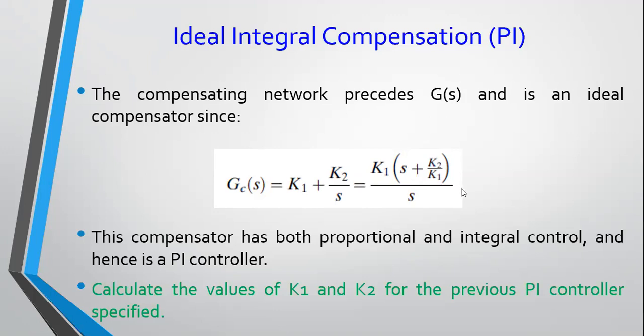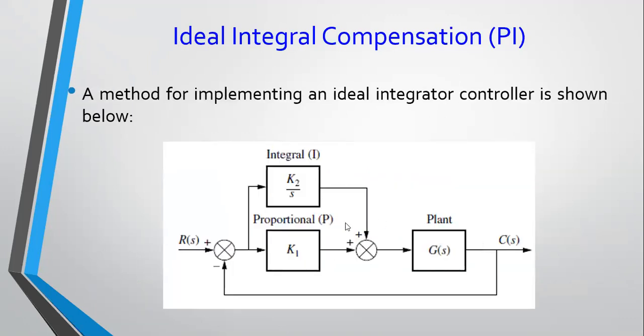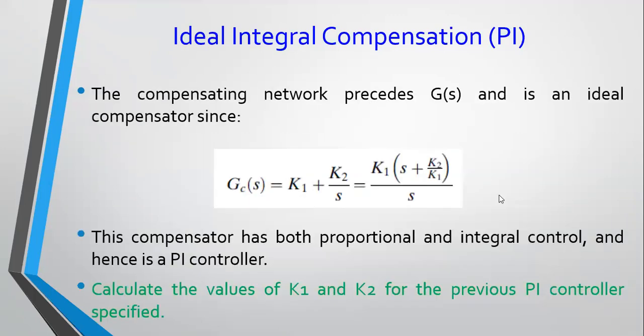So if you relate to what we did earlier, we had S plus 0.1 with the particular gain in front and over S. It means you can very well work out the value of K1, and the value of K2 over K1 should be equal to 0.1 in our case, and you can work out the value of K2 from there. It means you can bring back your compensator in this form here where you have K1, which is a proportional part, and then K2 over S, which is an integral part. So you can work out values for K1 and K2 very easily.